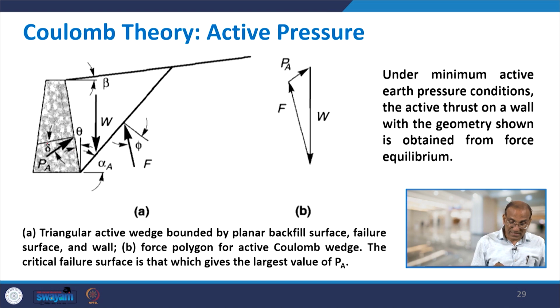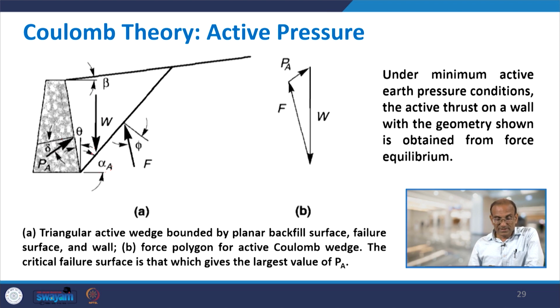Second, there is an angle of internal friction between wall and soil, here it is delta. So this angle is not 0, which was considered earlier. The failure surface will make an angle alpha A with respect to the horizontal. What is W? W is the weight of the wedge, and it always acts vertically in the downward direction.